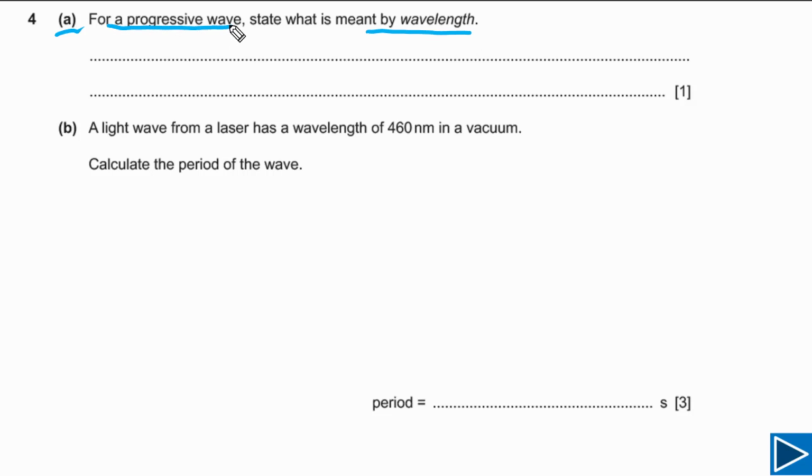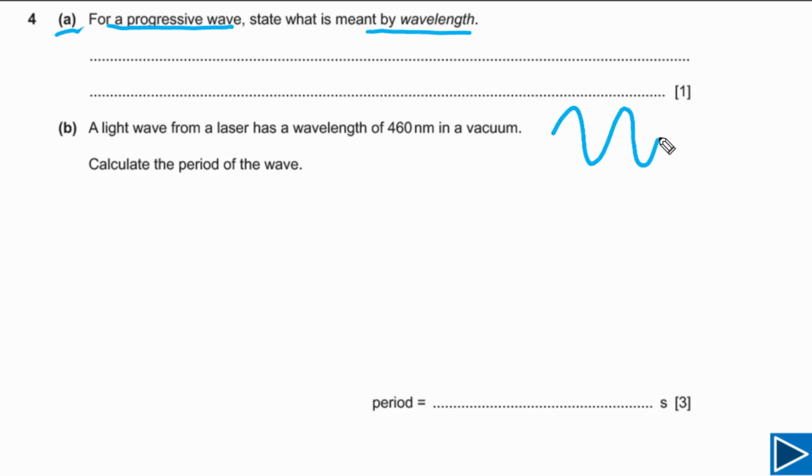First of all, let's try to understand what is a progressive wave. A progressive wave is also called a traveling wave because these waves transfer energy in the direction of the wave. So that's the reason we call them progressive waves. Examples of progressive waves are transverse waves and longitudinal waves. Let's try to understand what is meant by wavelength with the example of a transverse wave.